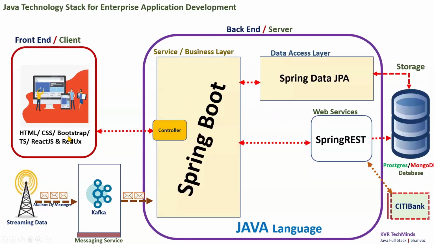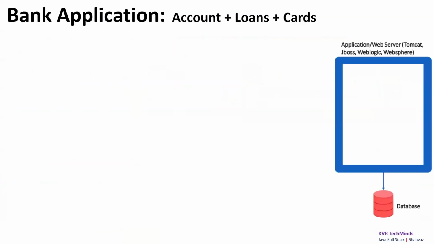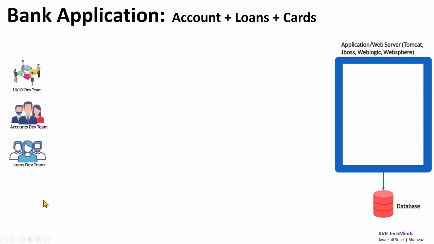So this talks about what technologies you should be using for developing enterprise applications. I'm taking one banking application. This banking application has an accounts module, a loan module, and a cards module. Three different modules, and you will have different teams. One team is responsible for developing the UI part, one team is developing only the accounts module, one team is developing the loans module, and one team is developing the cards module.